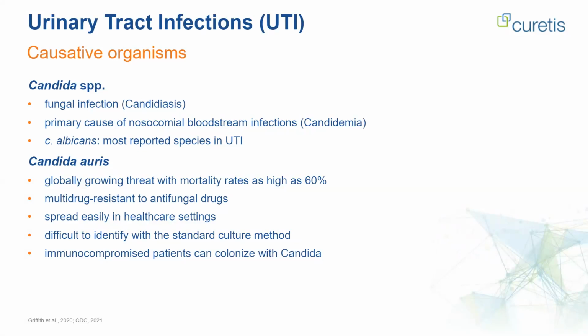Candida albicans and Candida auris can also cause UTI. Candida albicans is the most reported species in UTI. Candida auris has been rapidly emerging to become a global risk in clinical settings and was declared an urgent health threat by the Centers for Disease Control and Prevention.